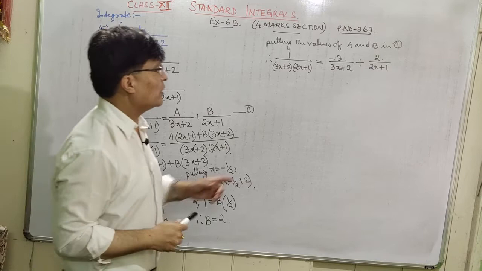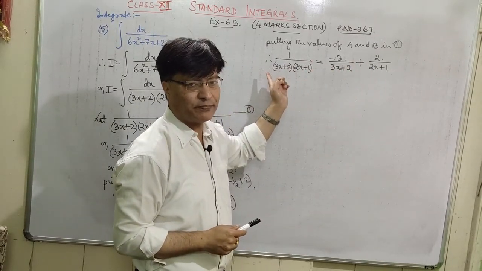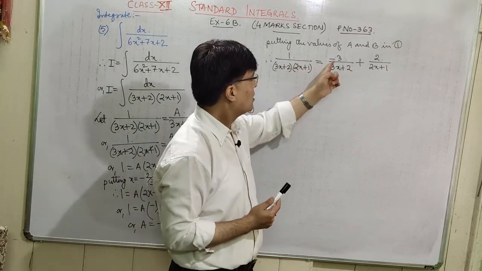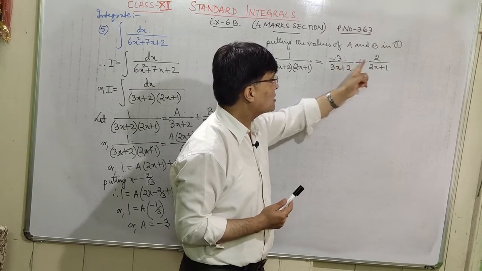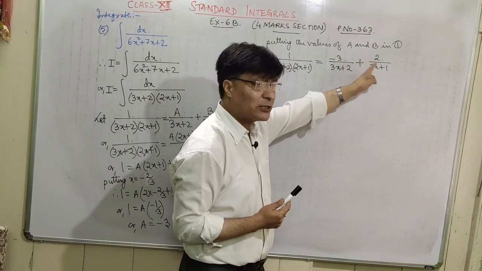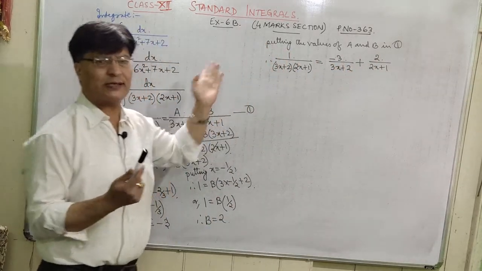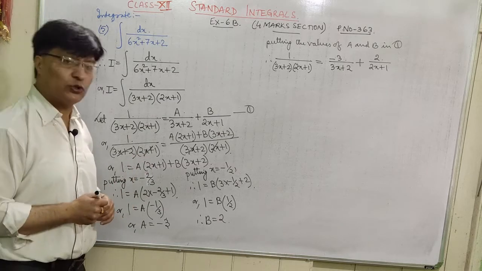Okay. So if you simplify these two expressions, you will get the left hand side. So let us take it. What's the LCM? 3x plus 2 into 2x plus 1 is the LCM. So the numerator will be minus 6x minus 3 plus 6x plus 4. Minus 6x plus 6x will be cancelled. And what is 4 minus 3? That is 1. So these are the correct values of a and b. That is a is equal to minus 3 and b is equal to 2.